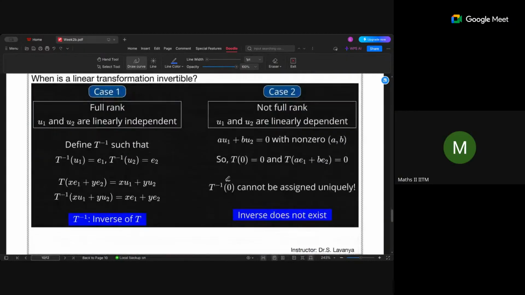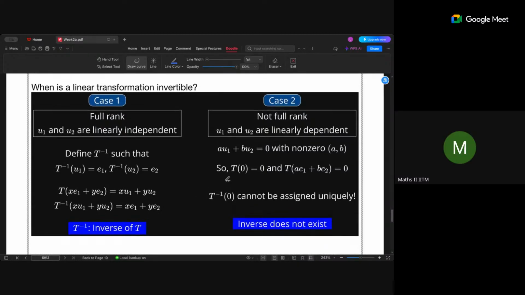So how do you find whether a given transformation is invertible or not? Only when the matrix is full rank is it invertible. Otherwise, it's not invertible. When you have full rank, T inverse exists. In this other case, T inverse does not exist.